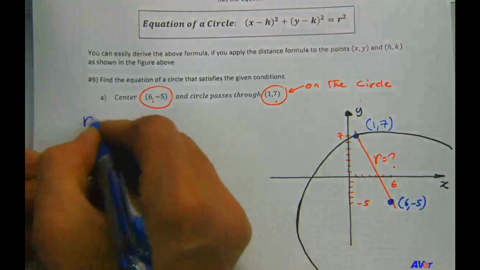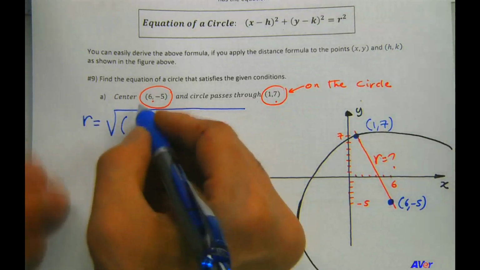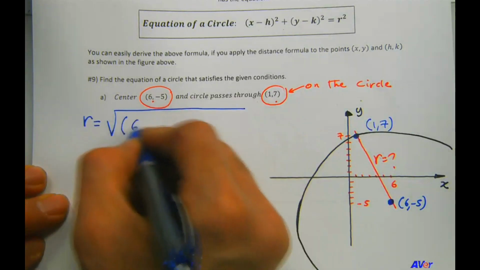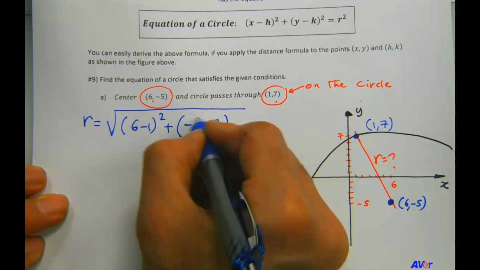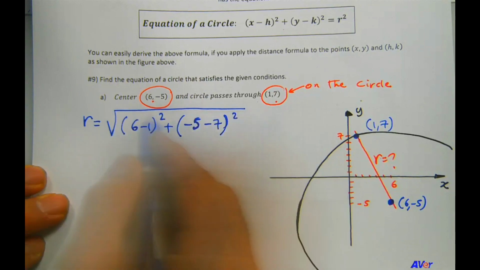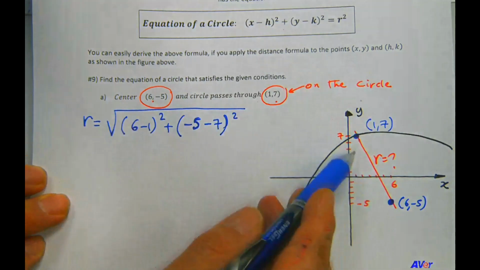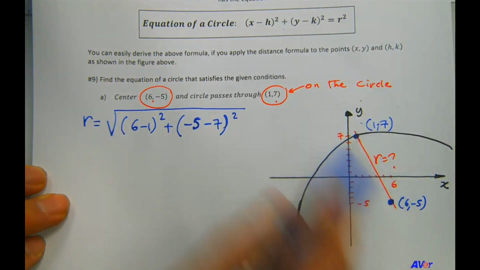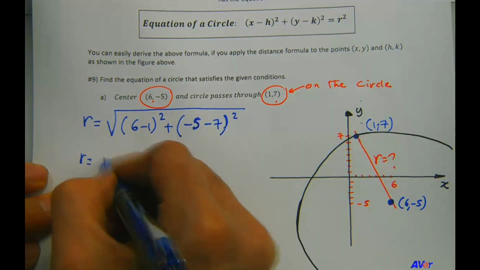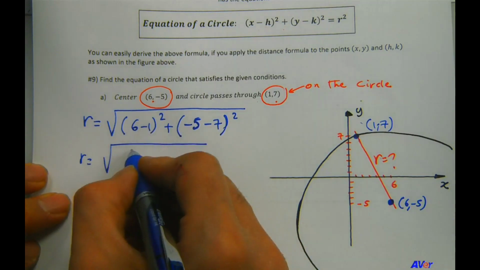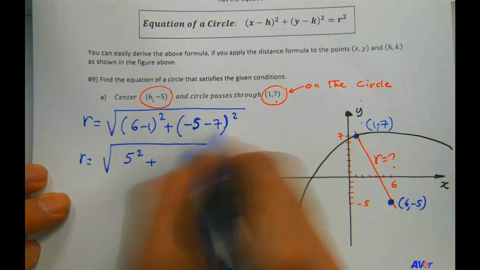Okay, r is equal to the square root of (6 minus 1) squared plus (-5 minus 7) squared. I just applied the distance formula to find r. The distance formula to these two points finds the straight line distance between those two points. Okay, r is equal to the square root of 5 squared plus (-5 minus 7), which is -12, squared.